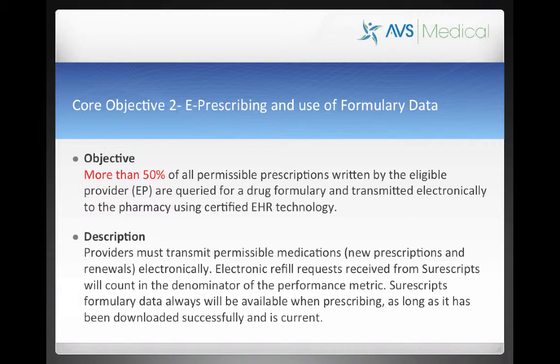Core Objective 2 is e-prescribing and the use of formulary data. The objective here is that more than 50% of all permissible prescriptions written by the provider are transmitted electronically and are also queried for drug formulary interactions. So 2 differences here. The percentage is higher. It used to be 40%. And now they've also tied formulary checking into the actual prescription.